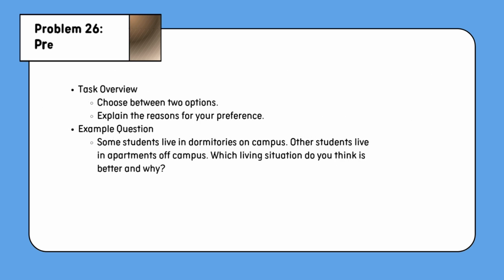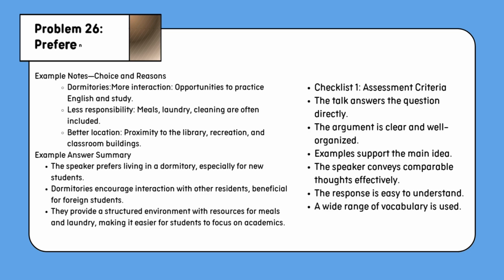Problem 26. Preference. Task overview. Choose between two options and explain the reason for your preference. Example question. Some students live in dormitories on campus. Other students live in apartments off campus. Which living situation do you think is better and why? Example notes, choice and reasons.